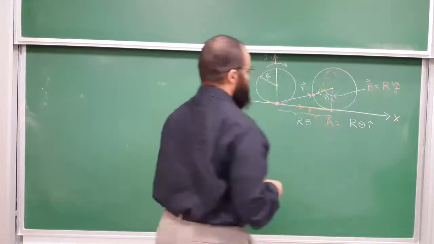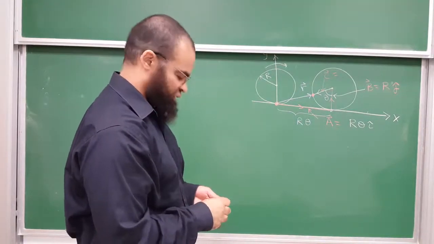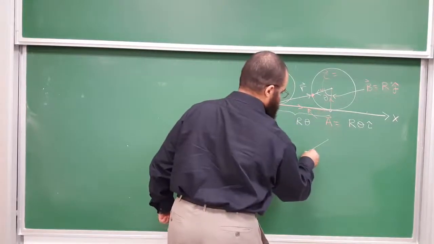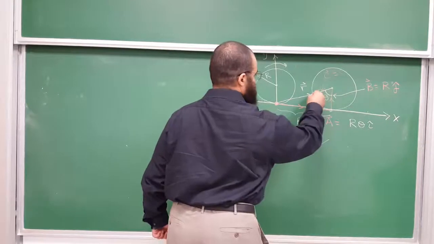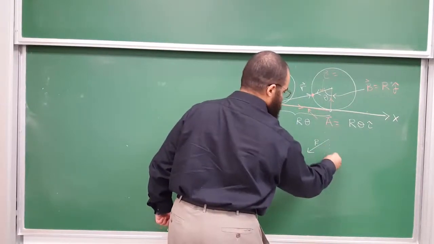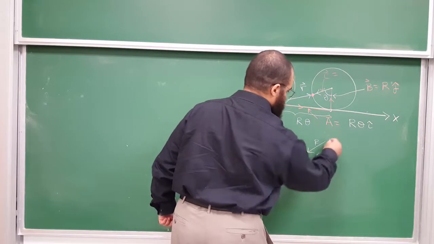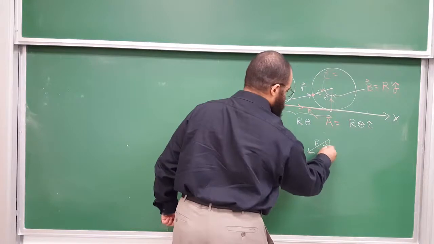Vector C is trickier because it has 2 components. One of them is in the x direction, the other one is in the y direction. You see vector C points this way. It has magnitude R, because it's from here to here, but it has 2 components. One of them is in the x direction but backwards, and one of them is in the y direction and it's also downward. And this is theta.